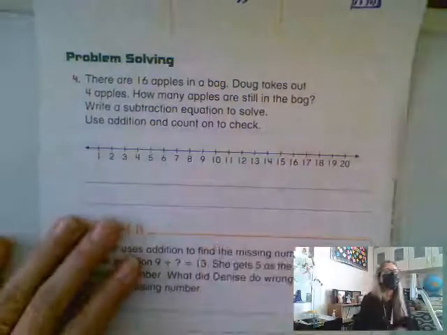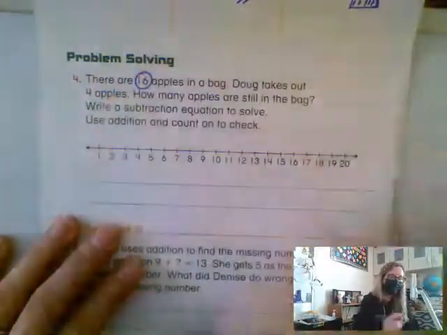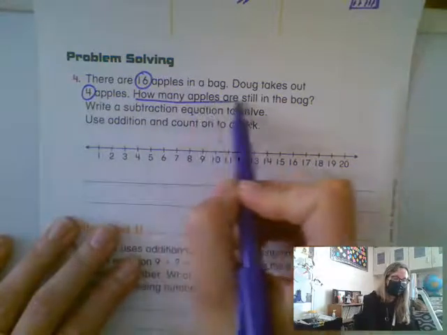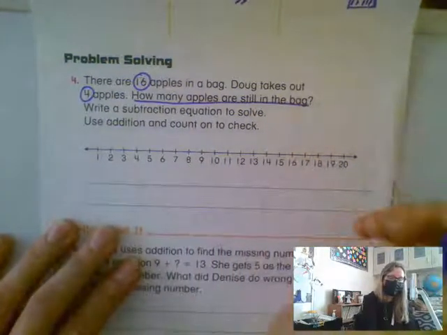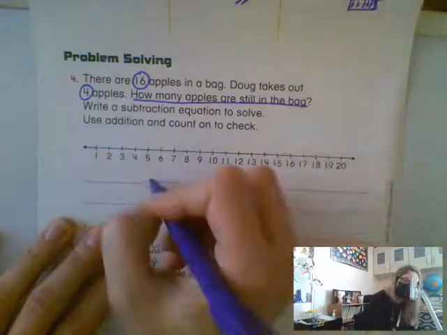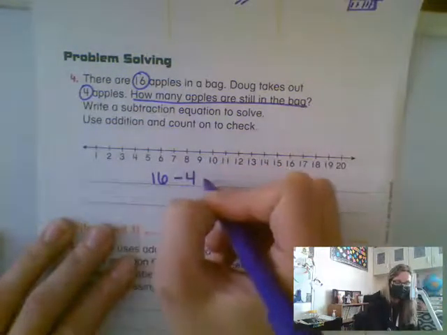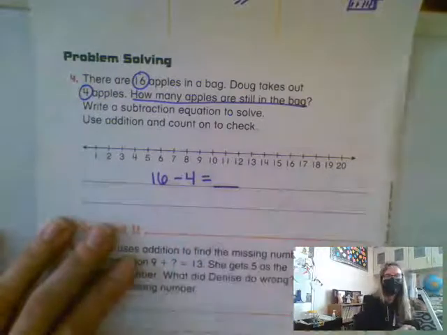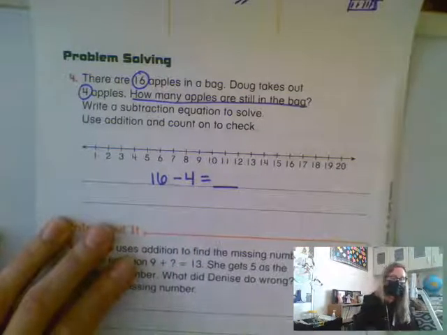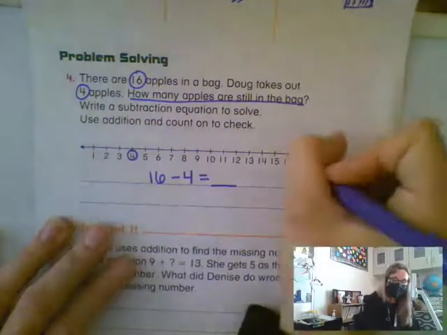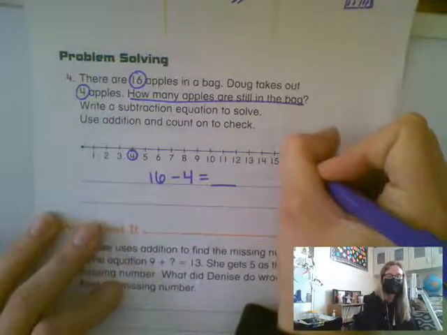All right, let's do the problem solving, and then we'll be all done for today. You've worked hard. There are 16 apples in a bag. Circle 16. Doug takes out 4 apples. Circle 4. How many apples are still in the bag? Okay, so let's write our subtraction problem. There were 16. He took away 4, and we want to know how many are left. So if we circle the number 4, that's how many he took away. And we circle the number 16, that's how many there were to begin with.